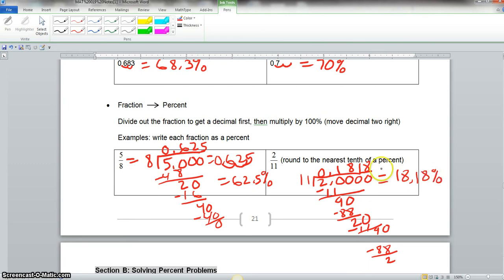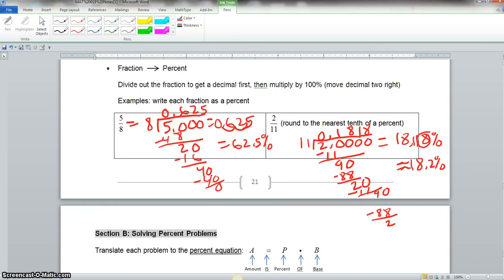So we'll have 18.18%. But remember, we want to round to the nearest tenth of a percent. So we know this 1 is in a tenths place. So the digit to the right of that 1 is an 8. And we know if it's between 5 and 9, we will round this number up. So it'll be 18.2%. And it's actually an approximation.